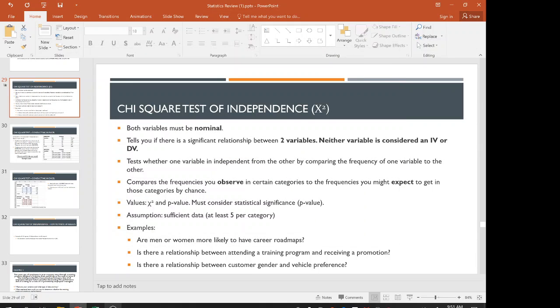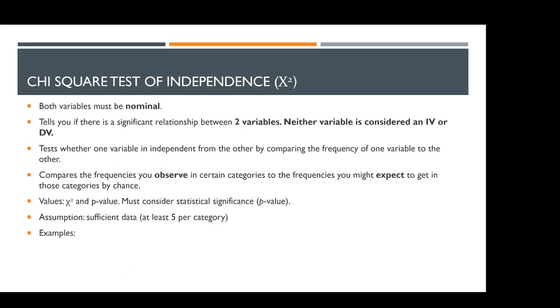This video shows how to conduct a chi-square test of independence in Excel. So first of all, let's just review what is the purpose of doing a chi-square test of independence. With a chi-square test of independence, this is very similar to a correlation where you're wanting to see if there is an association between two variables.